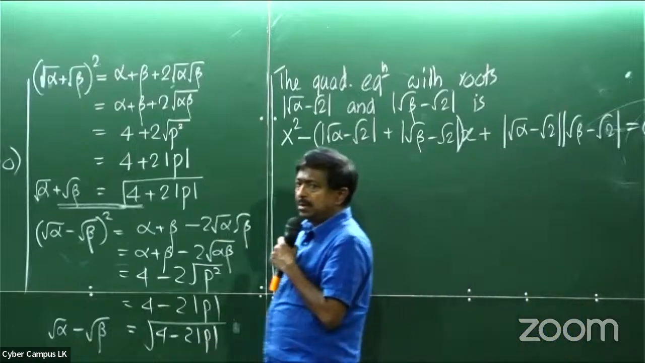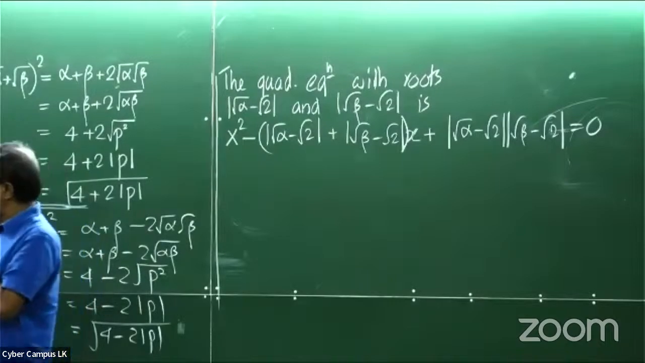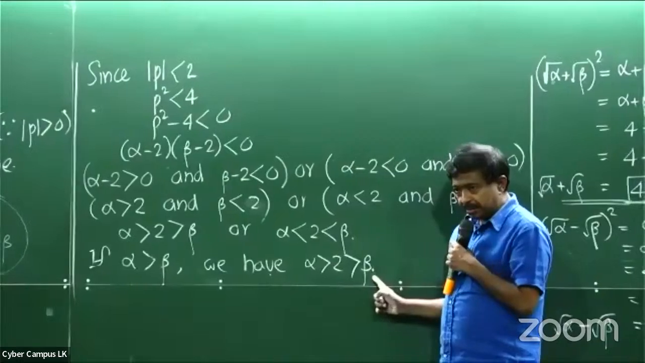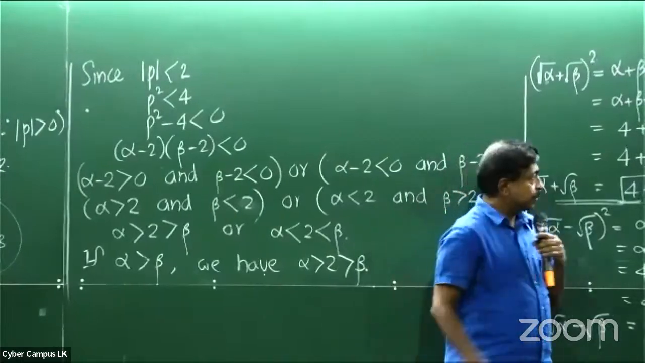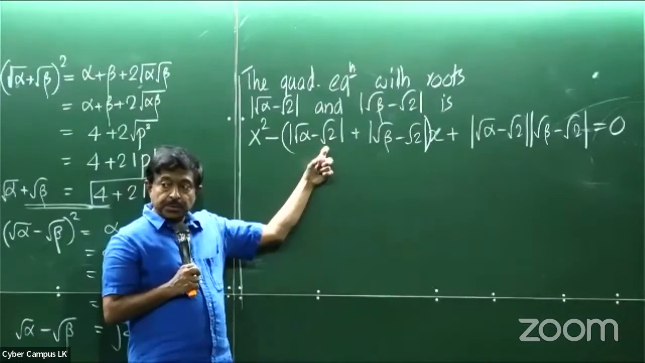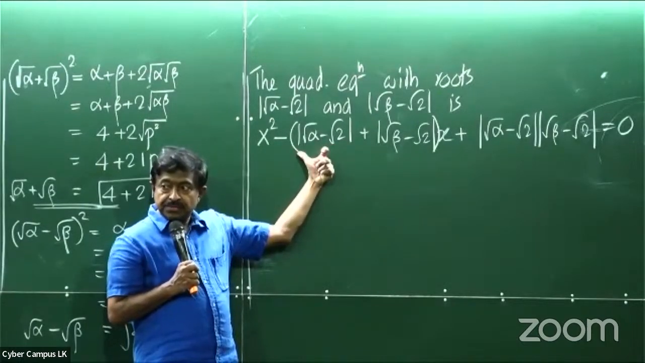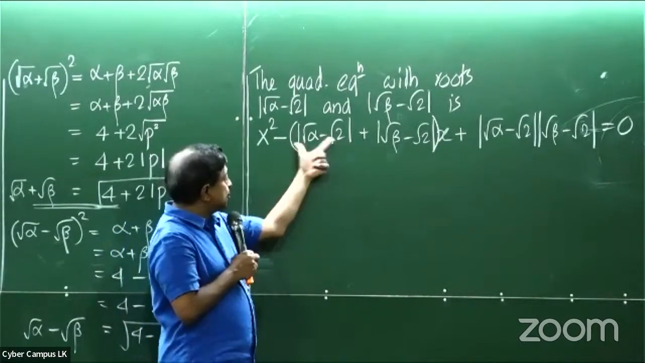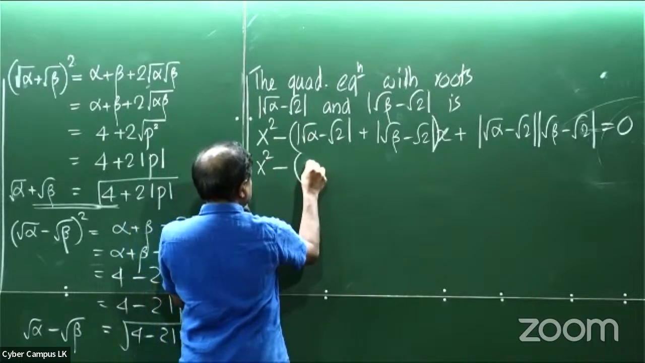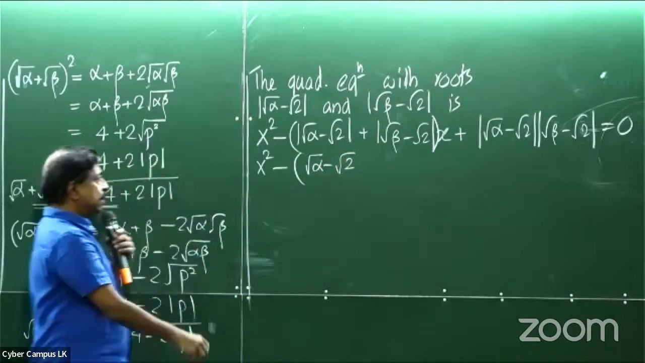After that, how do you proceed after this point? Now look, we have this. Alpha is greater than 2 and 2 is greater than beta. If you compare these two, which one is greater? Square root alpha or square root of 2? Square root of alpha is greater. Therefore, this is positive. So since it is positive, as I told you earlier, this should be equal to square root of alpha minus square root 2.